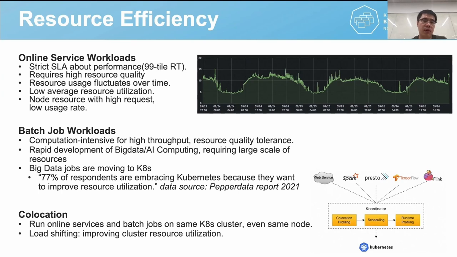The other kind, batch jobs, are mostly computation intensive with high throughput, and they don't need such high resource quality, because most of them are just big data or AI training computing. With the rapid development of recent years, they require large scale resources. According to a report last year, 77% of respondents are embracing Kubernetes because they want to improve resource utilization by moving big data jobs to Kubernetes. So here comes a good idea: maybe we can put online services and batch jobs on the same Kubernetes cluster, or even on the same node, to improve cluster utilization.